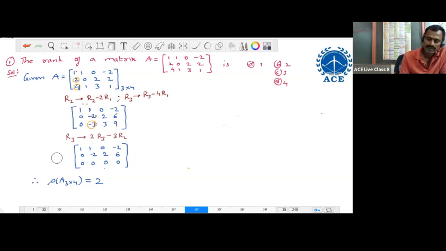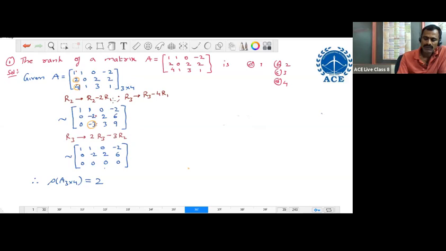But this matrix is obtained from this matrix A after applying some elementary operations. So these two matrices are called equivalent matrices. If we obtain one matrix from another matrix by applying elementary operations, then the two matrices are called equivalent matrices. That is why between these two, we write the equivalence symbol like this.